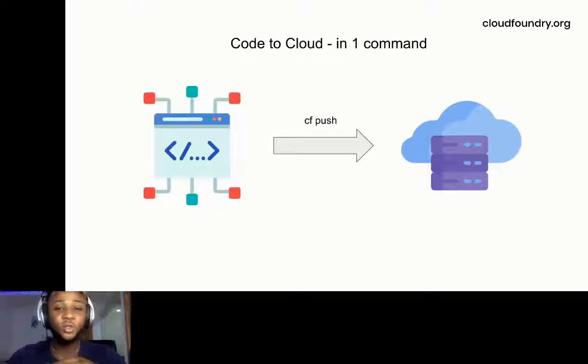All you need to do is a cf push in the root folder of your application, and it gets deployed to a Cloud Foundry cluster on any infrastructure of your choice. So it gives you the flexibility of running Kubernetes on your own infrastructure and having the awesome developer experience that comes with Cloud Foundry.